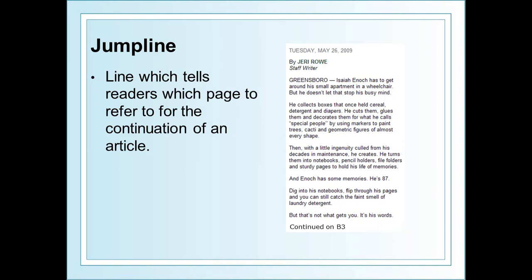Jump line. These are lines at the end of a document or of a continuing article that tells the reader which page to refer to for the rest of the article. Or in other words, just like in a newspaper, you'll see at the bottom that a particular story will continue on another page. That is called a jump line. Here's an example right here.